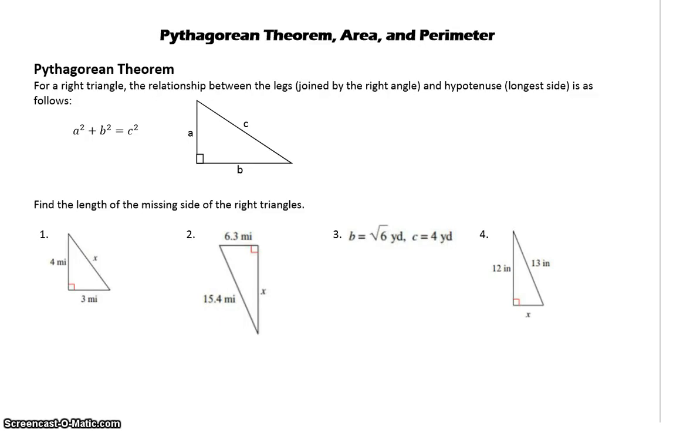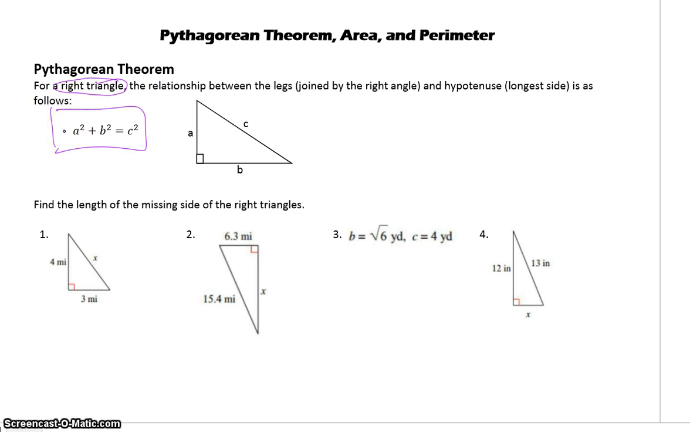So today we are going to talk about the Pythagorean theorem, area and perimeter. The Pythagorean theorem is only used for right triangles. And the Pythagorean theorem is listed here below. It says a squared plus b squared equals c squared.